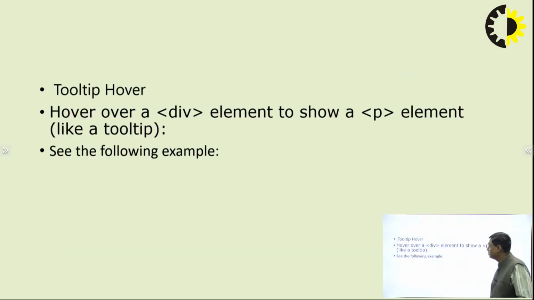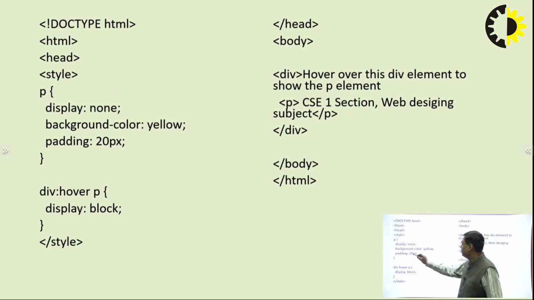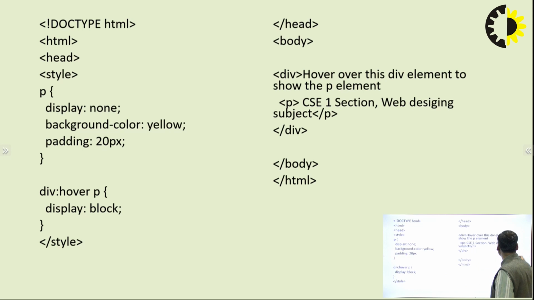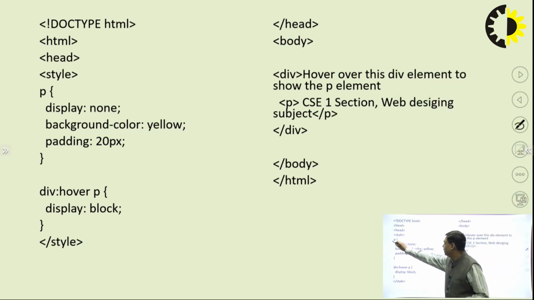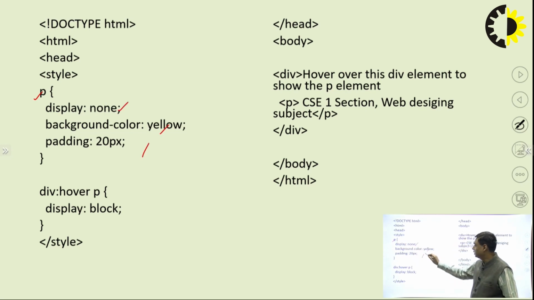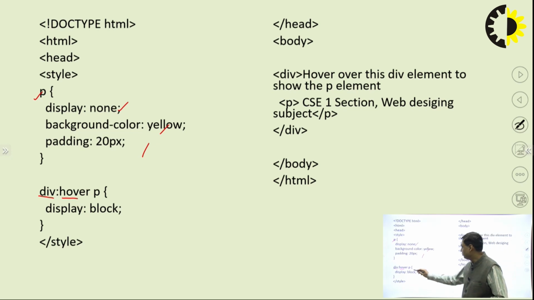Next program is tooltip hover. We have a title element in every element. With the help of this title element, we can make a tooltip in a different way. You can see we have a P tag here. Display is none, background color equal to yellow, and padding is 20 pixels. And we are putting the div element and pseudo class hover. Then we are using the P tag.